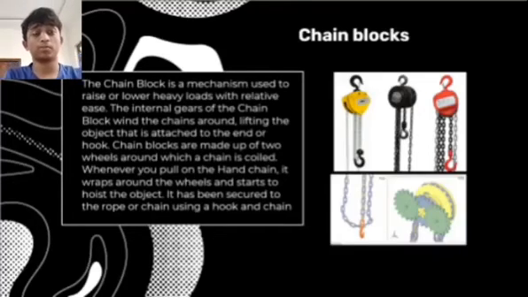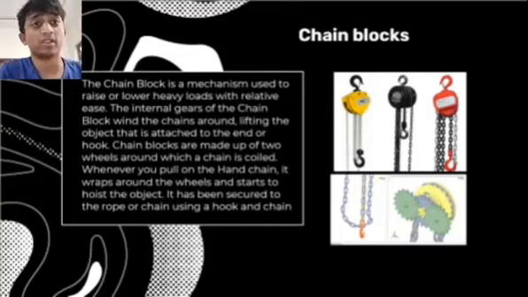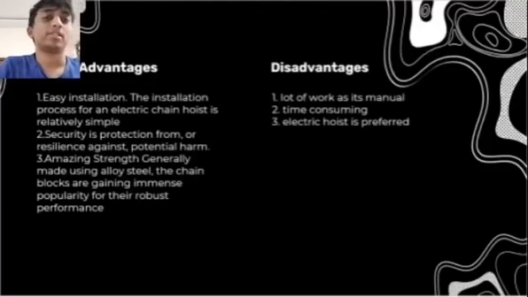Chain block. What is a chain block? A chain block is a lifting technology. It's a tool which is mainly used for lowering or raising any sort of load. It consists of a hook and pulley. It has either a rope or a chain, and has another hook to latch onto the load. What are the advantages and disadvantages of the chain block? It has an easy installation as it's a very simple procedure. It's a very simple technology or tool.